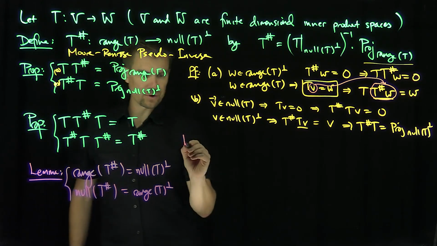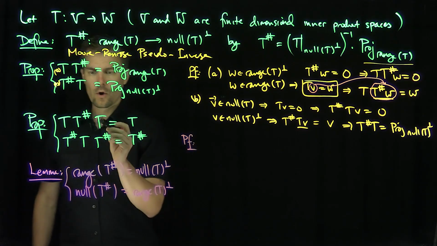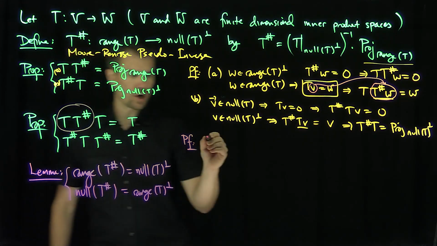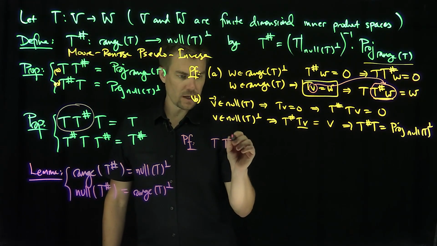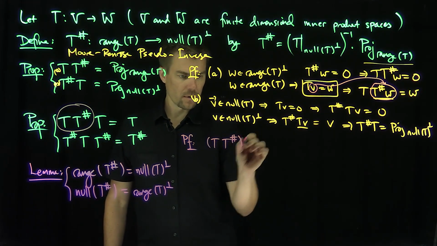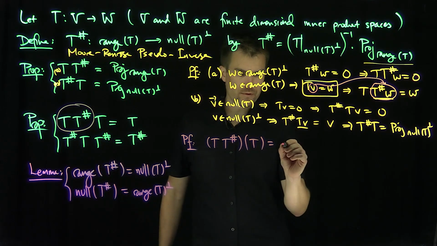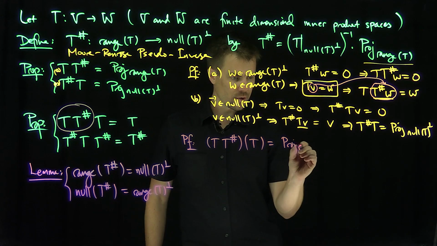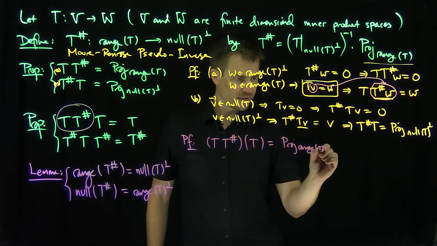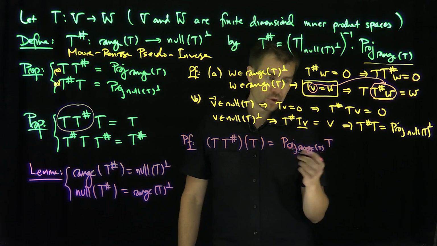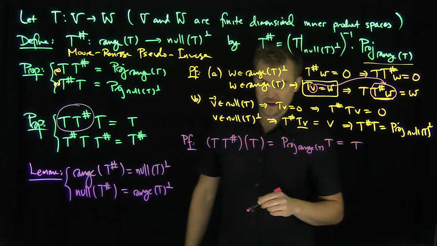So now the proof of the proposition goes as follows. Proof. Well, again, what's the key over here? The key over here is that this thing over here, so T sharp and then T, is really just a projection onto the range of T. But if I have T first and I project onto the range, I've already been projected onto the range, so that's exactly just equal to T, right?